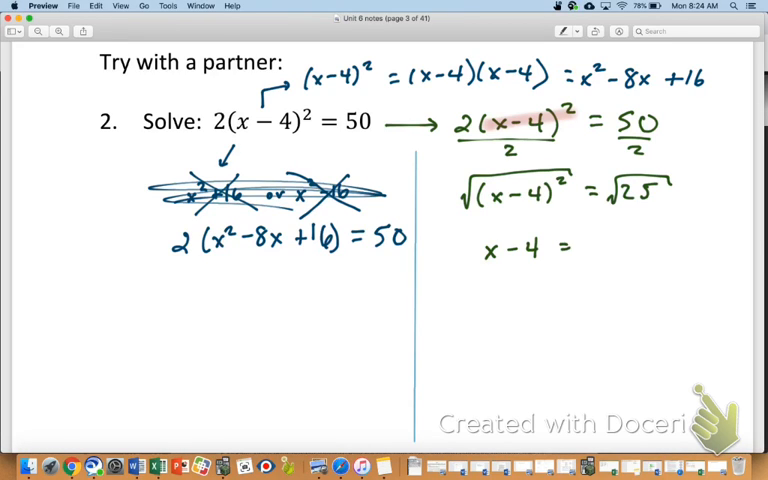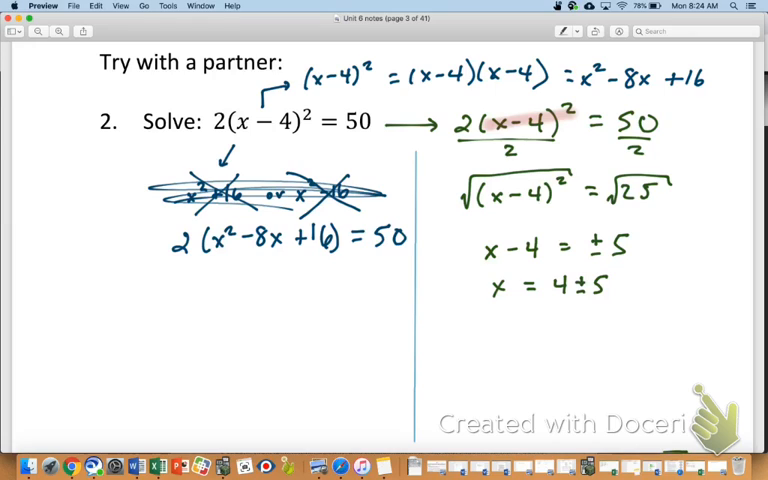And on the right side, what's the square root of 25? 5. But whenever you square root both sides, you've got to consider what? Both the positive and the negative numbers that work. So it would be plus or minus 5. And then the solving of this would finish like so. X equals 4 plus or minus 5.